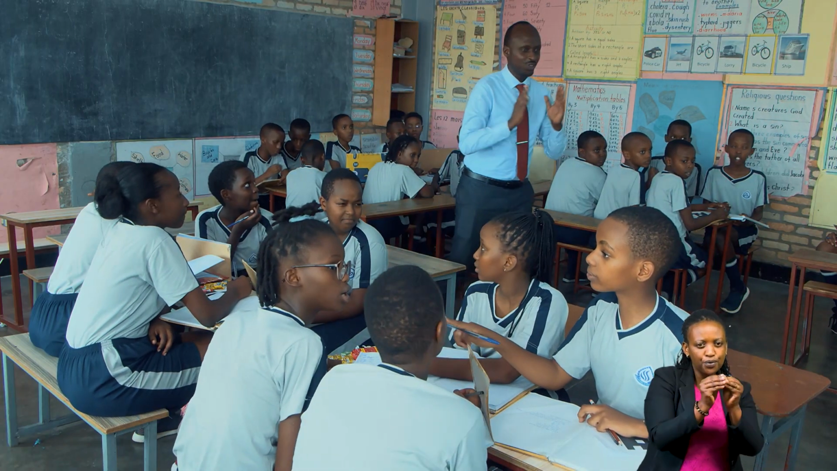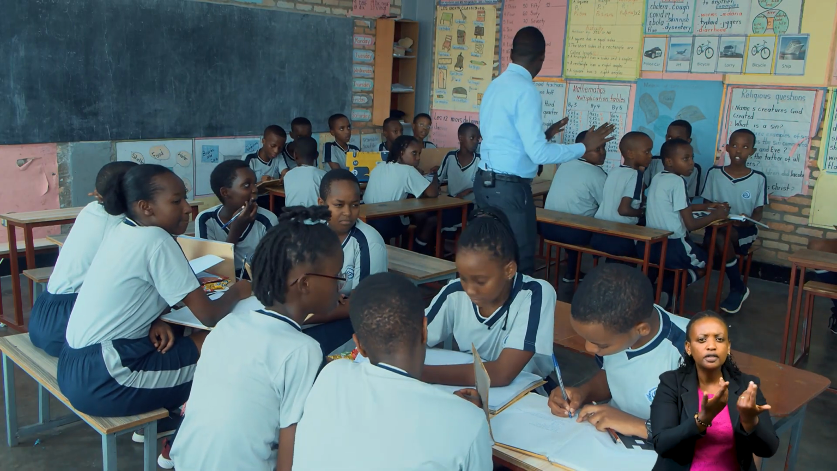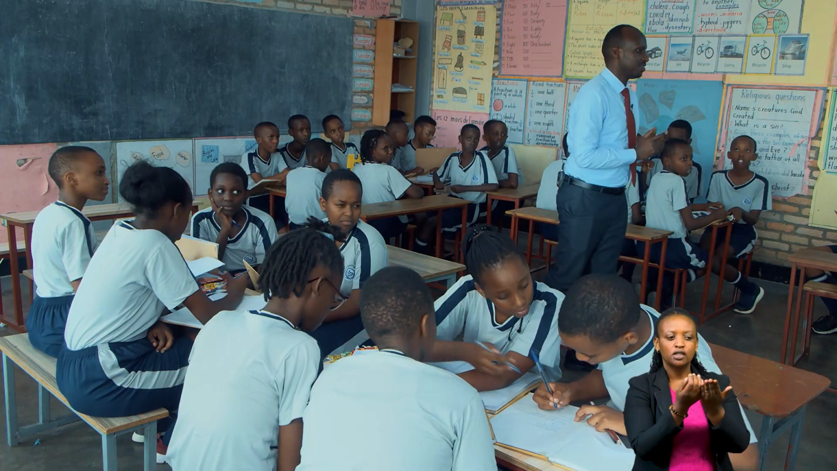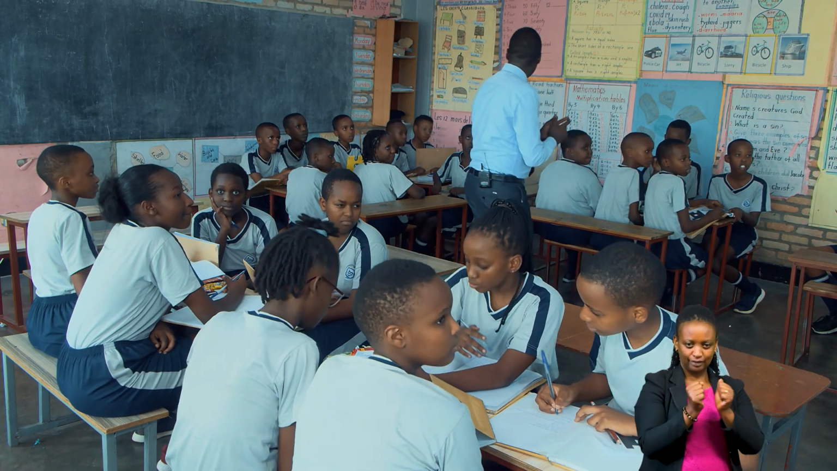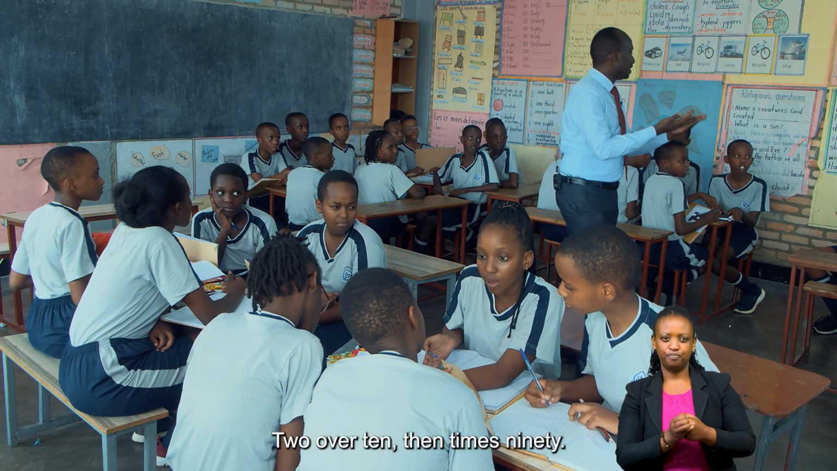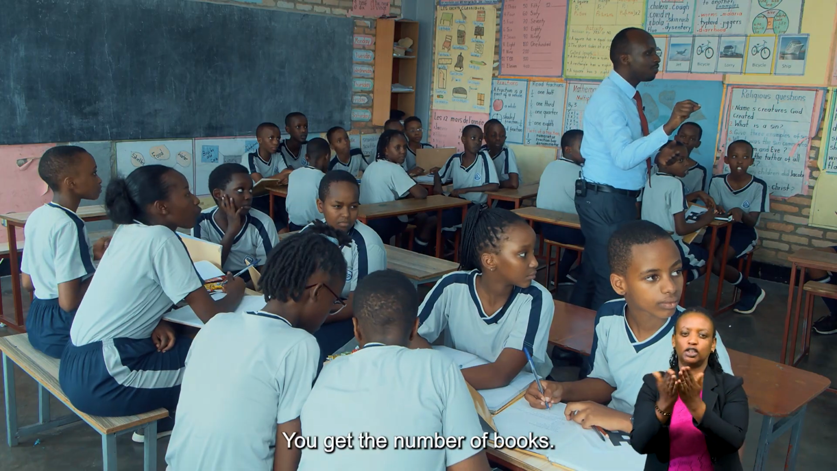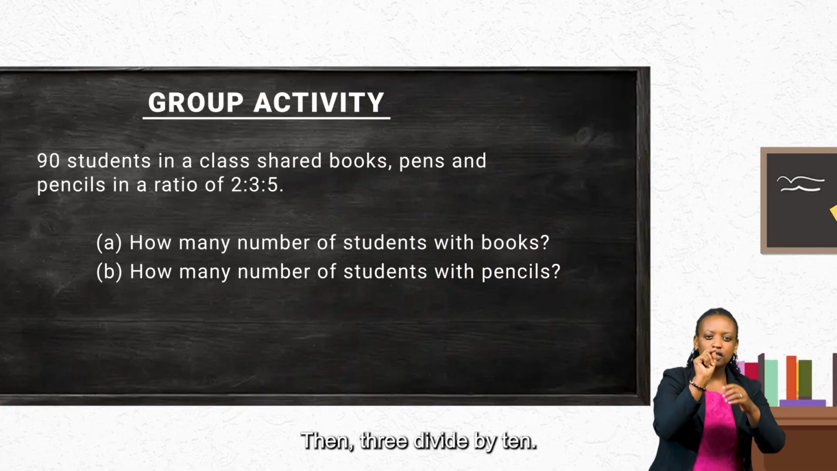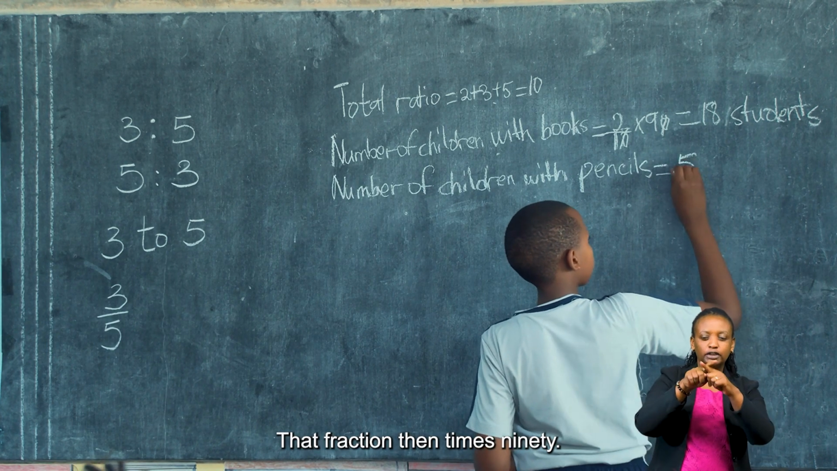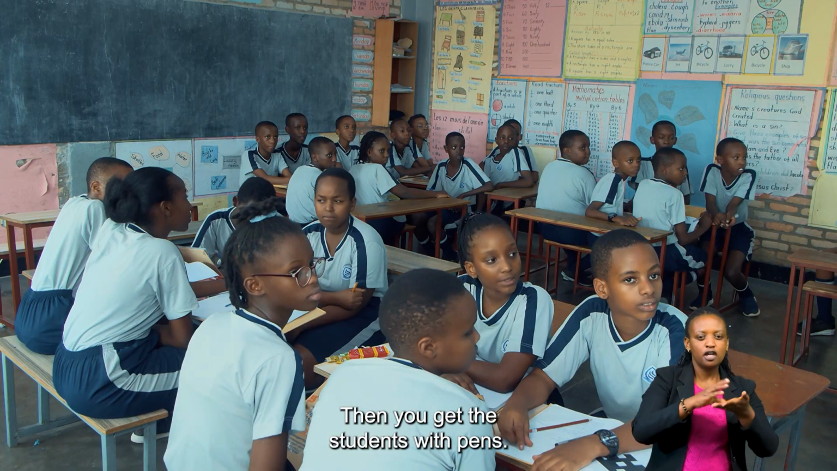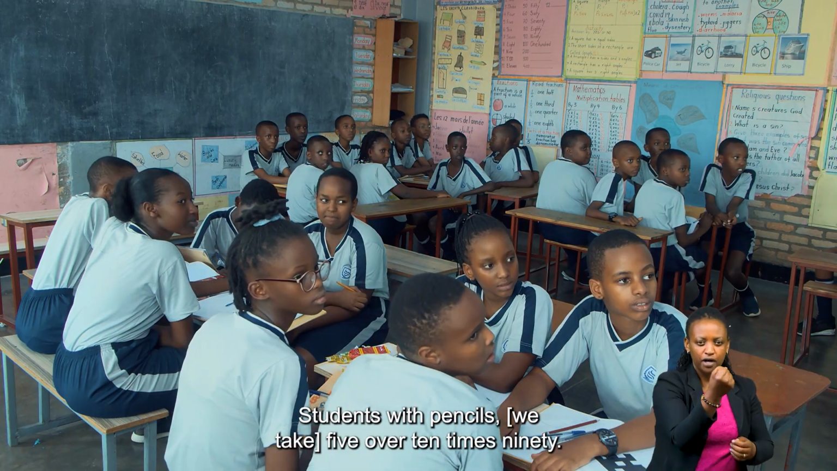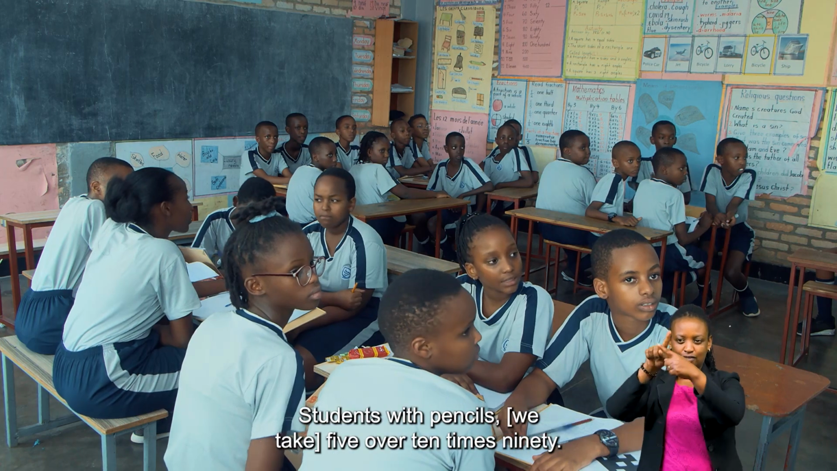First, find the total ratio. Okay? Total ratio is 10. So the fraction of books is 2 over 10. Okay? 2 over 10, then times the 90. You get the number of books. Then 3 divided by 10. Okay? That fraction then times the 90. Then you get the students with pens. Students with pencils, it is 5 over 10 times 90.